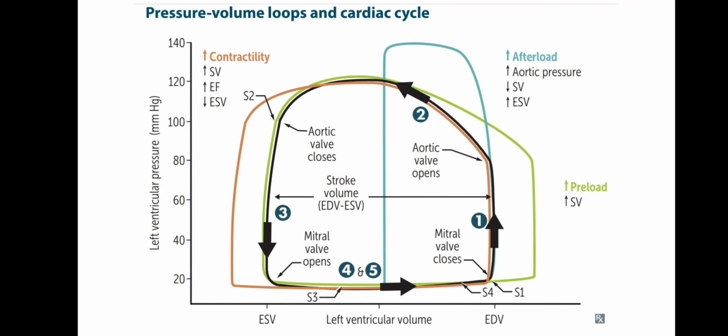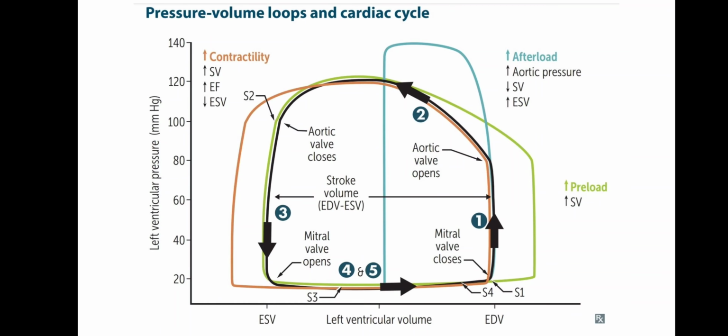Look at the image. The black loop represents normal cardiac physiology. Isovolumetric contraction phase is the period between mitral valve closing and aortic valve opening. It is also the period of highest oxygen consumption.